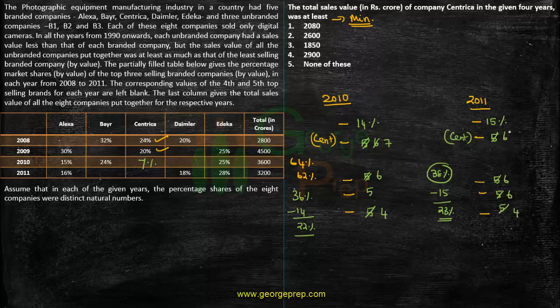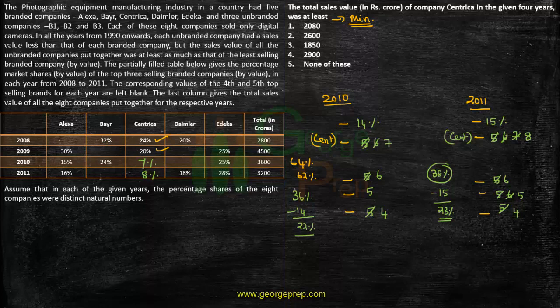So let's make it 4. This becomes 7. 2 6s are there, which might create problem. So let me make one of this 5 and this becomes 8. So 4, 5, 6, 7 is missing, and then we have got 8. So this is the tightest packing we can have for this. So Centrica's least value will be 8% in 2011.